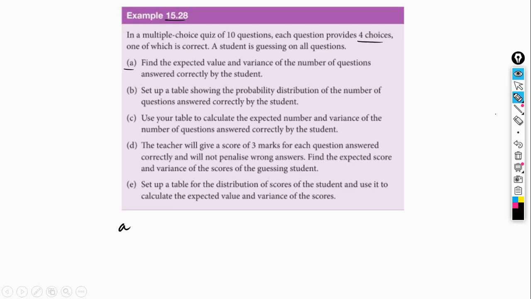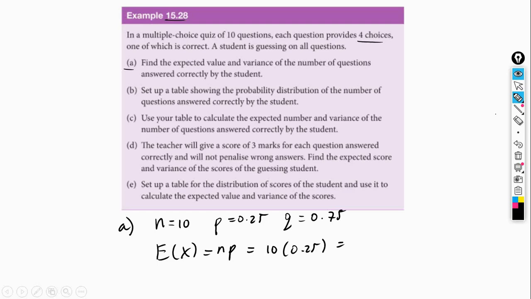So notice that this is a binomial distribution. In this case, there are 10 trials. And the probability of success, because there are 4 choices, is going to be 1 out of 4, so 0.25. And then the probability of failure is going to be 0.75. So the expected value for x in these cases, remember, is going to be n times p, which is 10 times 0.25, or 2.5.